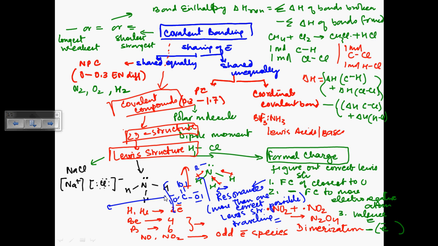The last concept here is bond order. Bond order is the number of single, double, or triple covalent bonds that are present between two atoms. It is pretty simple to figure out.